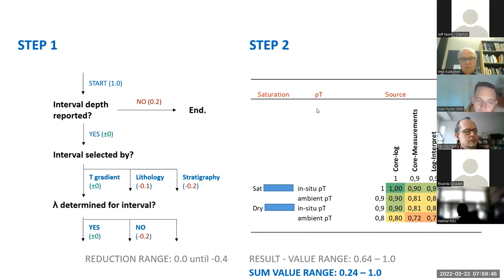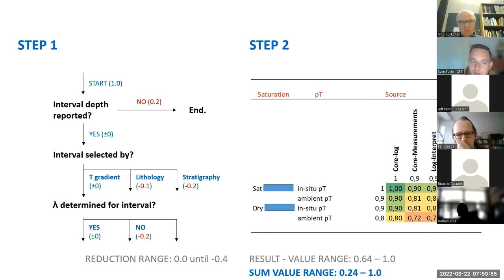Okay, this raises questions for me whether we should separate between temperature gradients and lithology at all when talking about how an interval was selected. Because actually, I've heard Ilmo prefers lithology over temperature gradient, because the temperature gradient could be influenced or perturbed by effects.